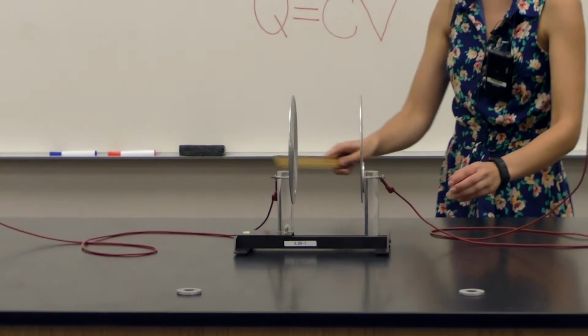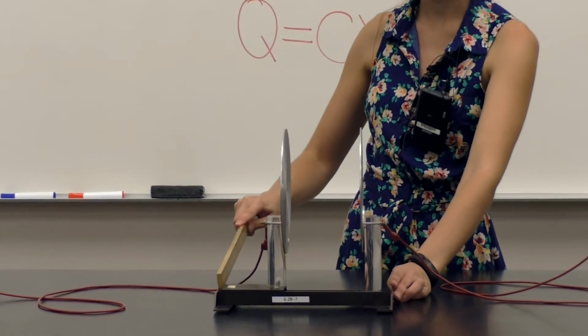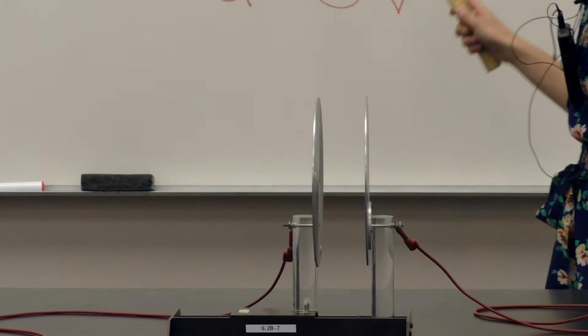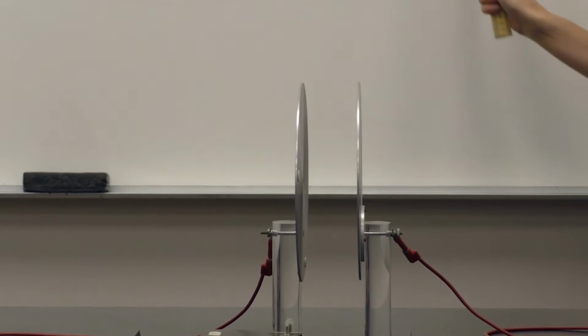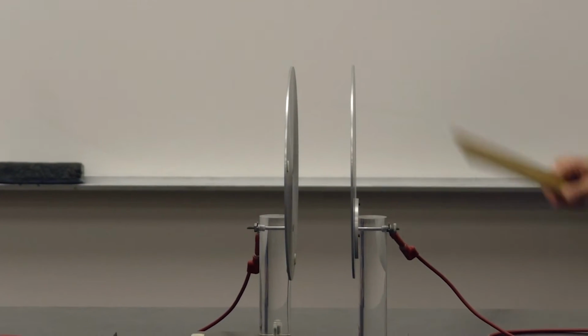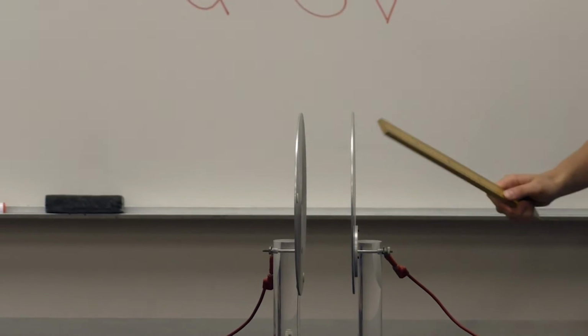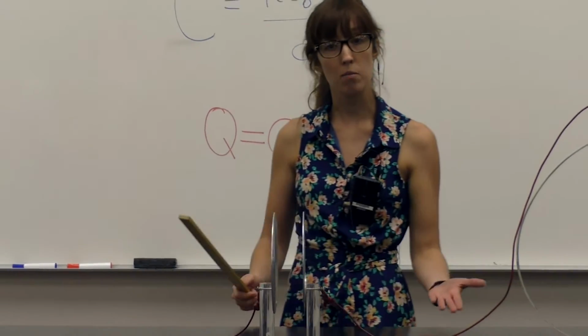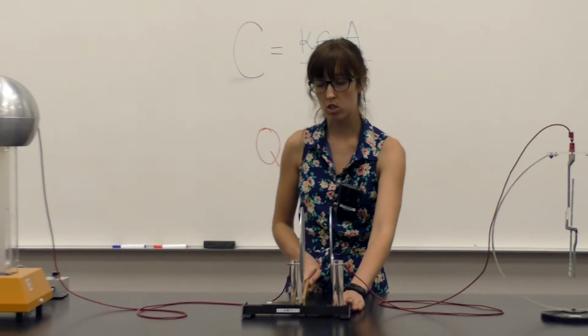So we can see that if we change the distance between the plates without changing the shape or the area of our plates, our capacitance is going to change because we're changing this D, right? And that change in capacitance is going to have an effect on the charge. So how can we demonstrate it? Well, let's do this quick demo.